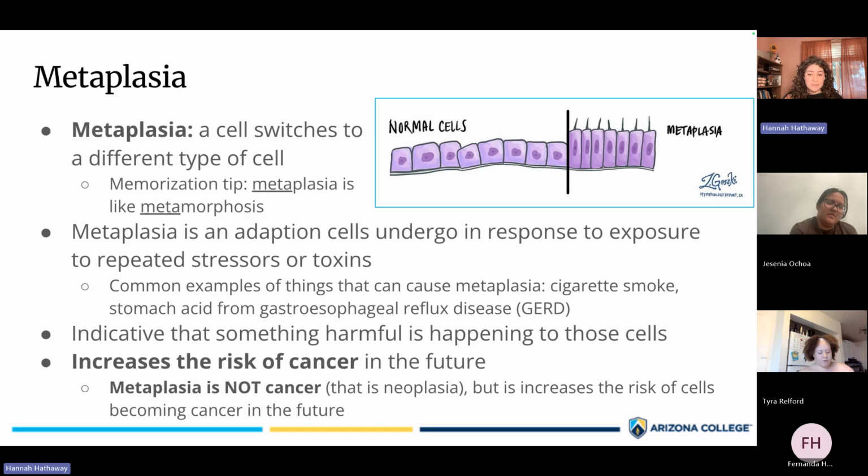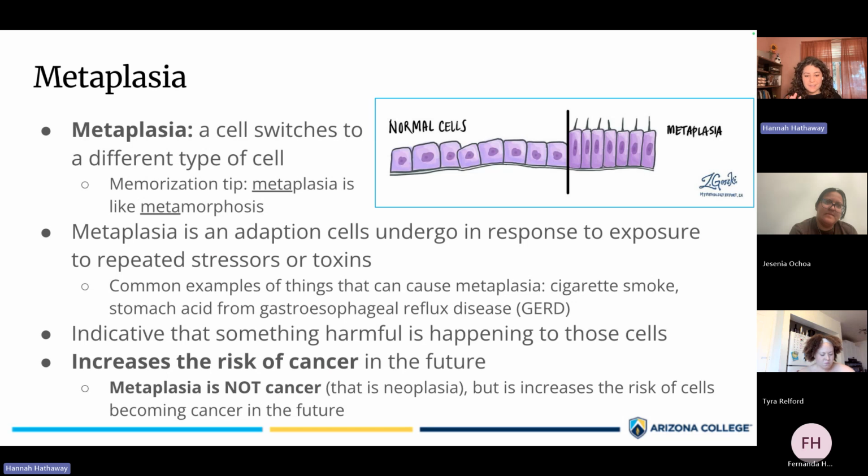So if you have chronic acid reflux, what happens eventually is some of those esophagus cells might actually go through metaplasia and become a hardier type of cell to try to adapt essentially to this chronic exposure to stomach acid. The downside of metaplasia is it increases the risk of cancer in the future. So metaplasia itself is not cancer, but it increases potentially the risk of developing cancer.